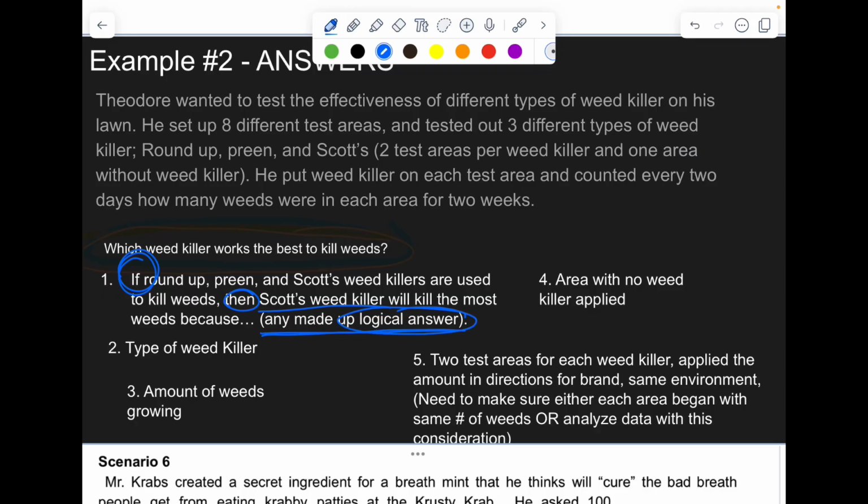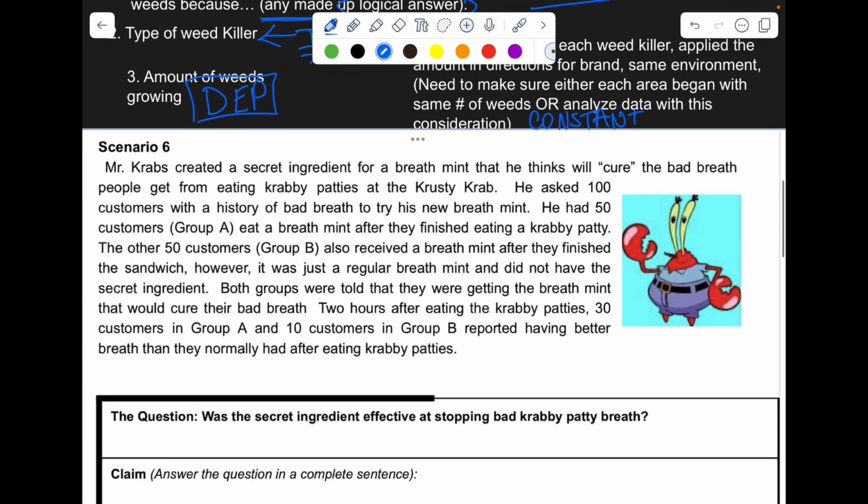The independent variable, which is going to be the thing that the scientist changed, was the type of weed killer. The dependent variable, which is the data that was collected, is the amount of weeds growing. The control group is going to be the area with no weed killer being applied. And then finally, some of the things that have to be kept constant are going to be the area that the weed killer is applied in, same environment, making sure to follow those directions, and so on. So every time we have an experiment, we should be able to pick out these things.